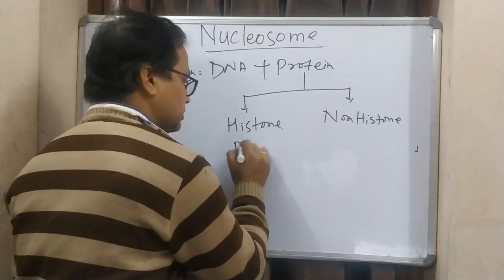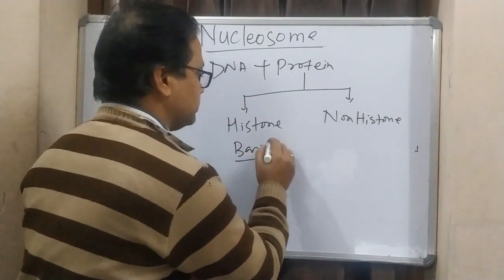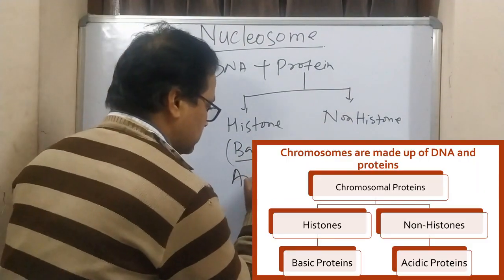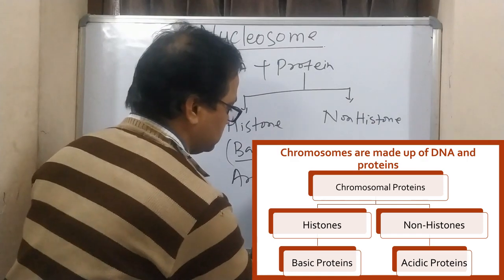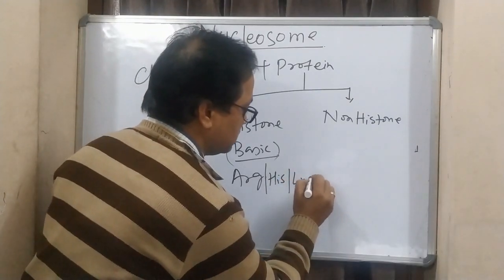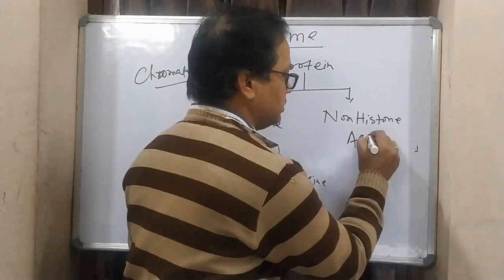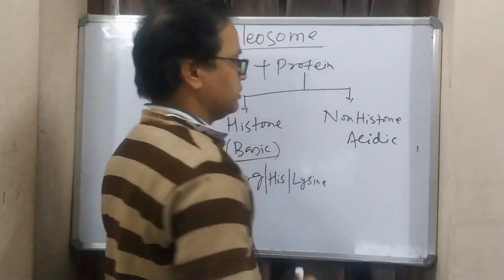Normally histone proteins are basic proteins. Basic protein means it is having a basic amino acid, that is arginine, histidine, lysine. Non-histone proteins are normally acidic proteins.